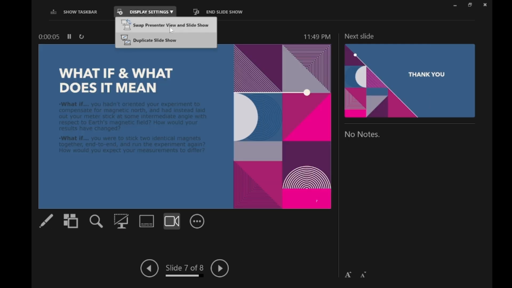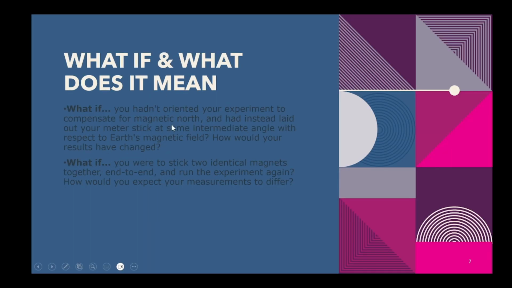So what does it mean? What if you hadn't oriented your presentation to compensate for magnetic north and instead laid out your meter stick at some intermediate angle with respect to it? We would just get different values, quite simply. The intermediate angle might not exactly be what we compensated for as Earth's magnetic field, so our results would obviously just vary by how far off we are from the Earth's magnetic field.